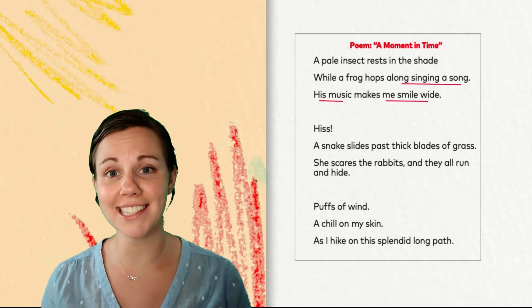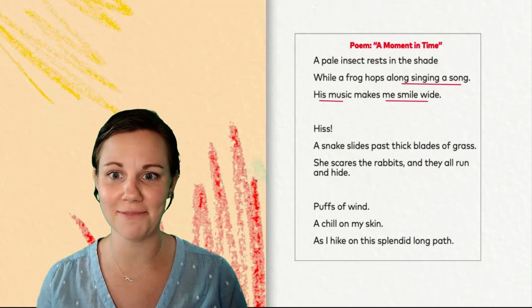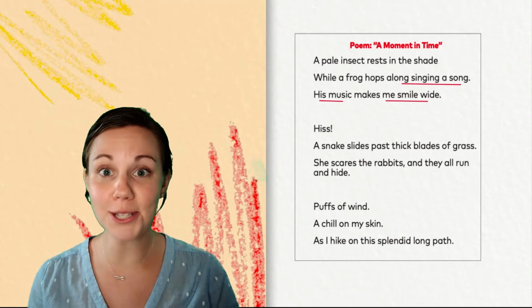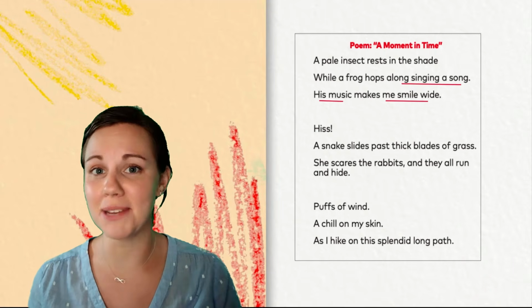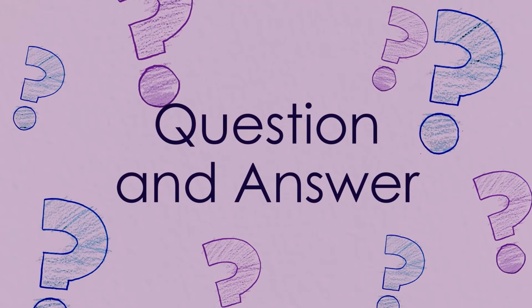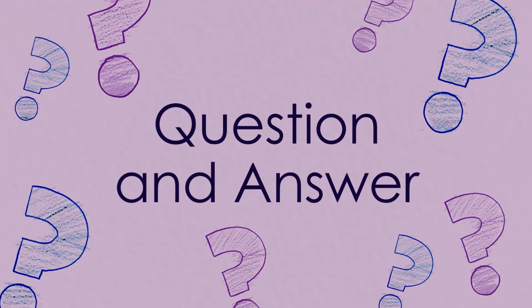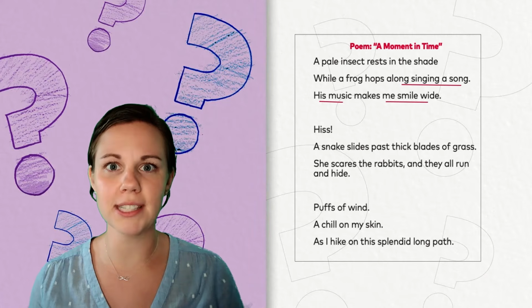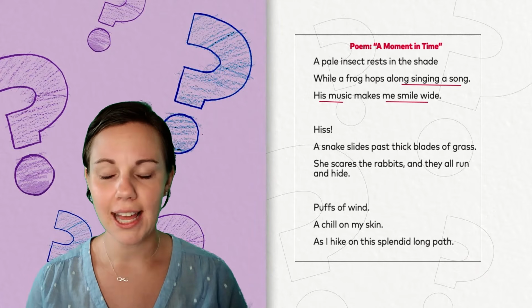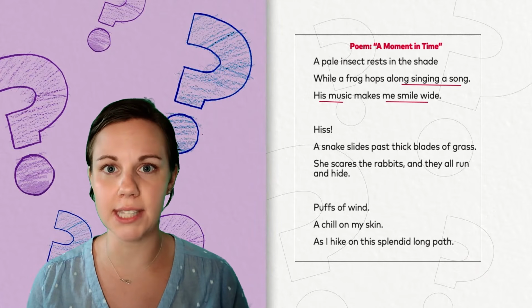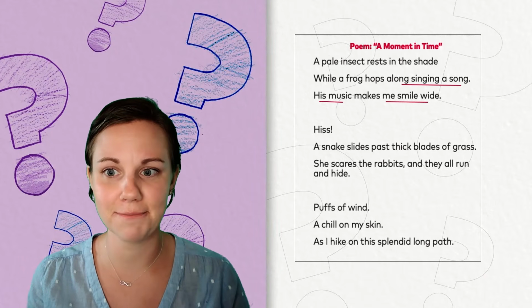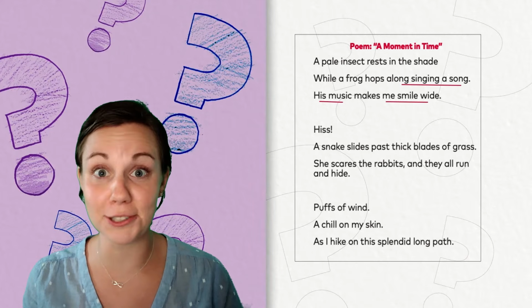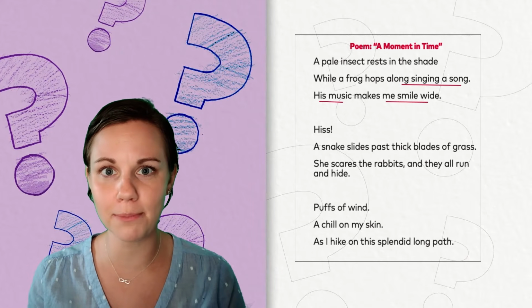A pale insect rests in the shade, while a frog hops along singing a song. His music makes me smile wide. Question and answer. I want you to notice how I used my voice. The poem has some clues in it that tell me to use my happy reading voice. Do you see the clues underlined in our poem?